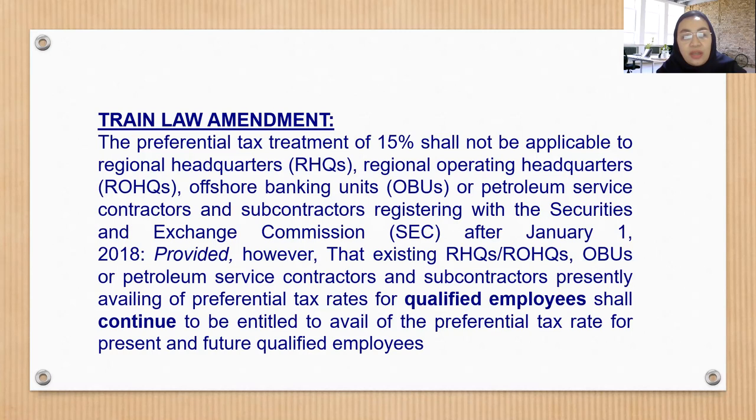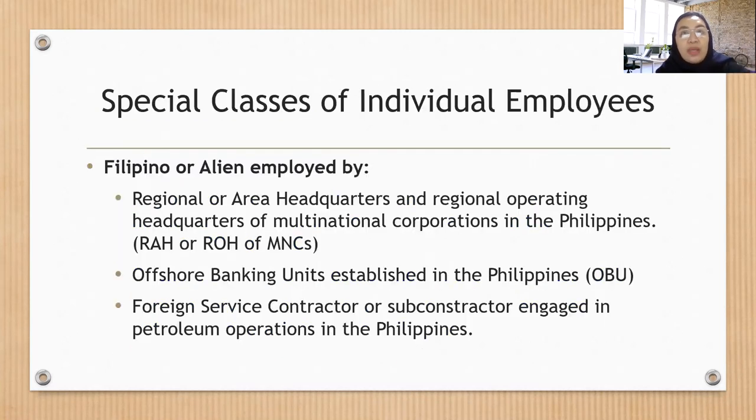Okay, so there is a trade law amendment to this. So preferential tax treatment is still 15%. However, if the multinational company is registered with the SEC, okay, the preferential treatment shall not be applicable anymore, because they are deemed to be registered under the SEC, so they are deemed to be domestic corporations. However, similarly, the qualified employees shall continue to avail the preferential tax rate. So the preferential tax treatment for these corporations is deemed lost because they are deemed domestic corporations, but as to the individuals, the employees employed in these special kinds of corporations, they retain the 15% preferential tax rates.